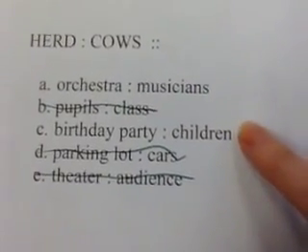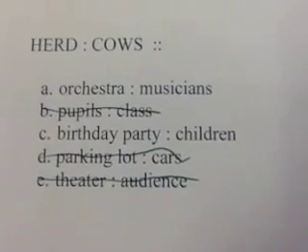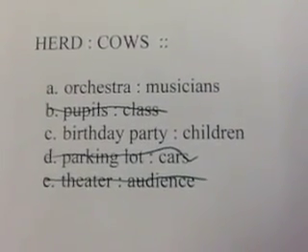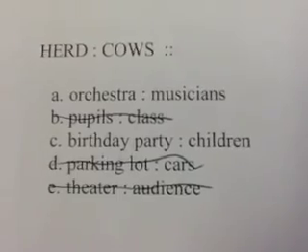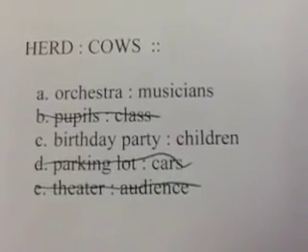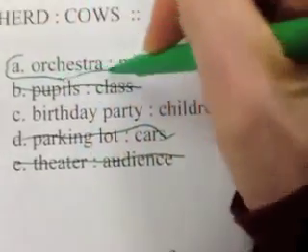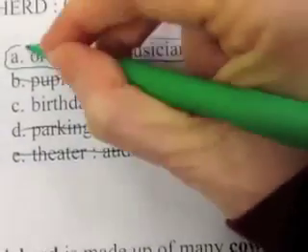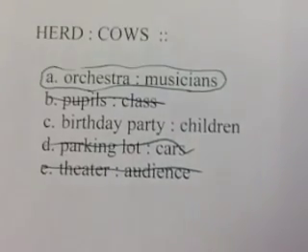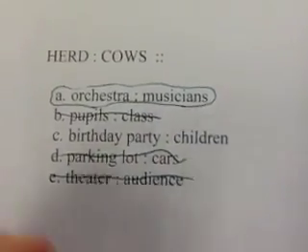Well, the truth is, a birthday party doesn't have to be made up of many children. What if it's a birthday party for adults? So I don't like this one quite as much. It sounds pretty good, but in the end, I think that choice A, an orchestra is made up of many musicians, is the better choice of the two. Let's try one more problem.